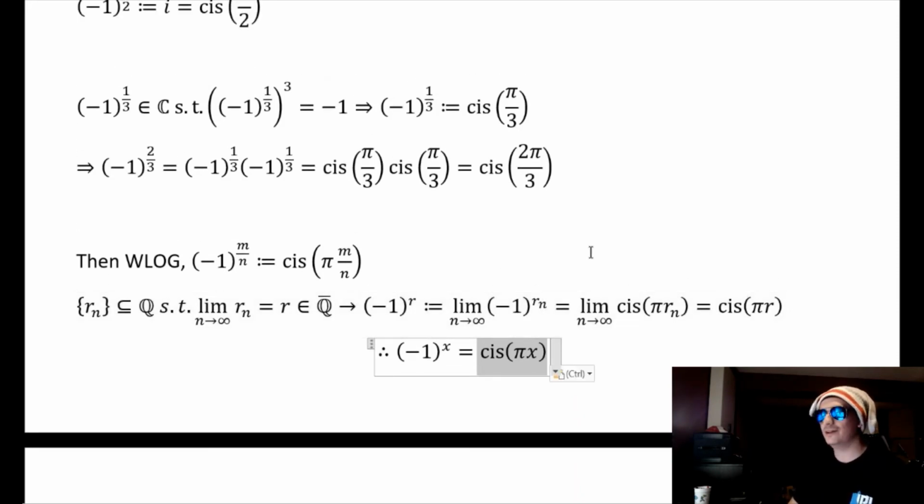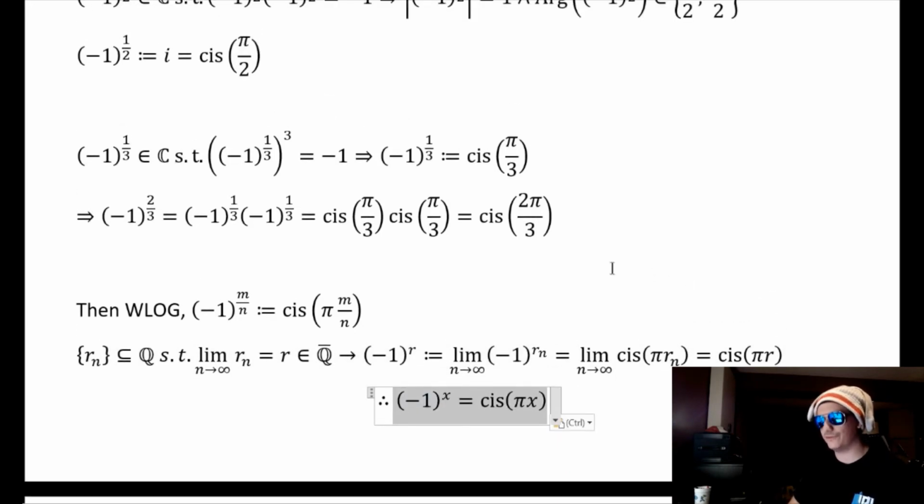That's it. In the next video, I'm going to be talking about how we can use this identity to prove, or not prove, but to demonstrate a fundamental theorem, or a fundamental axiom of the complex numbers.